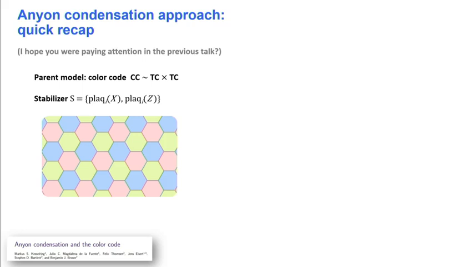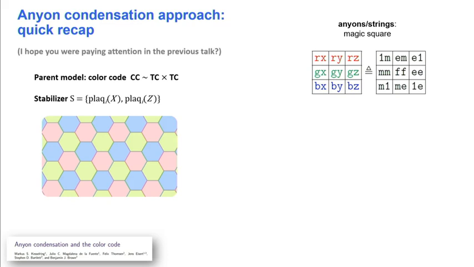The parent code here is the color code, which is equivalent to 2 copies of the toric code. The anyons, or the logical strings of this code, can be assembled into a magic square, and the magic square can be unfolded into 2 copies of the toric code. Now an anyon can be labeled either by the kind of string that creates it and its endpoints, or by the equivalent notation within the 2 copies of the toric code, which is shown on the right.